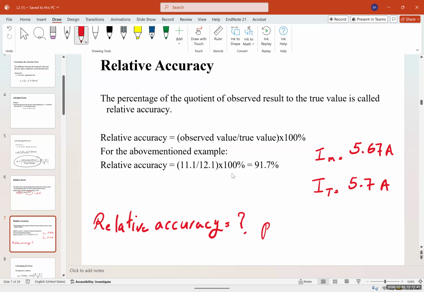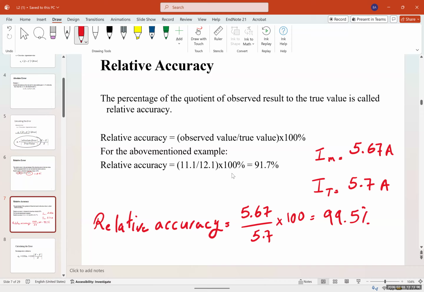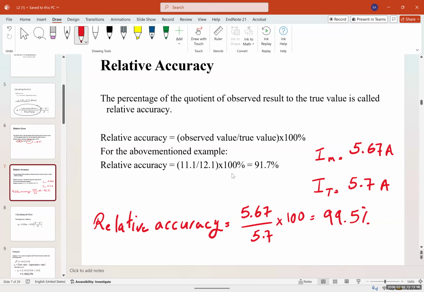Okay, so relative accuracy would be equal to the observed value or measured value, which is 5.67 divided by 5.7 times 100. What is it? What did you get? I'm sorry? 99.5%, which is a very high accuracy for a consumer-based measurement tool.